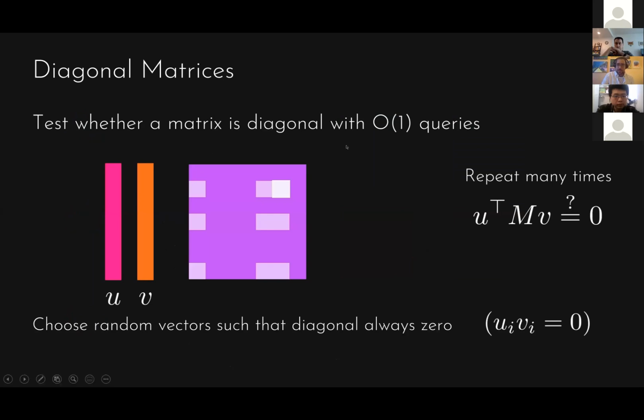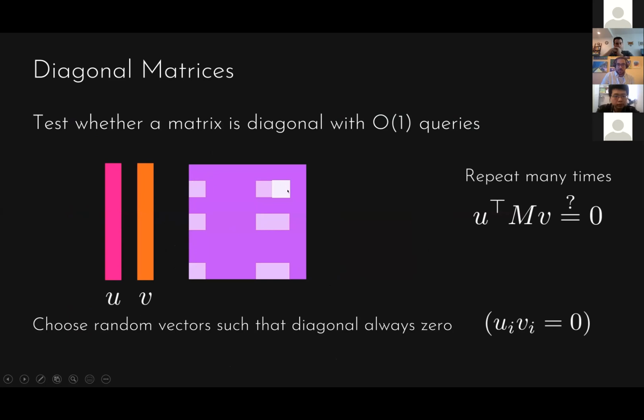So here's the diagonal matrix algorithm in brief. Here, we want to test if a matrix is diagonal with a constant number of queries. So we're going to choose random vectors with the constraint that the diagonal is always 0. So choose them so that u_i v_i is 0, and then the other entries can just be random. And that's fine. And the point is that if you do it like this and they're random, then you're going to hit a large amount of the matrix.